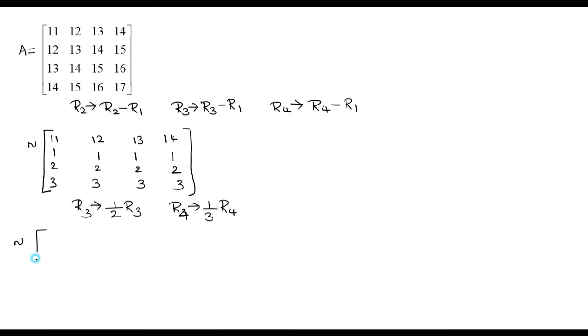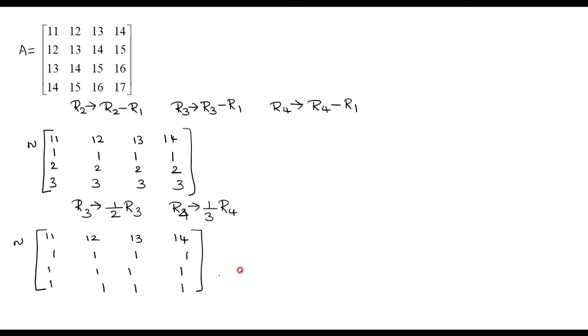That is 11, 12, 13, 14, and then rows of 1s. So this is the matrix which we have to reduce to echelon form or the upper triangular matrix. To reduce this matrix to the upper triangular matrix, we'll do it by the transformation.